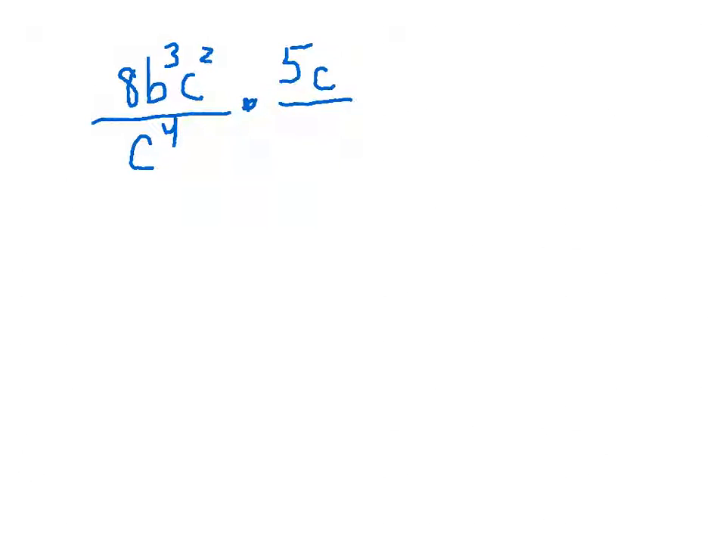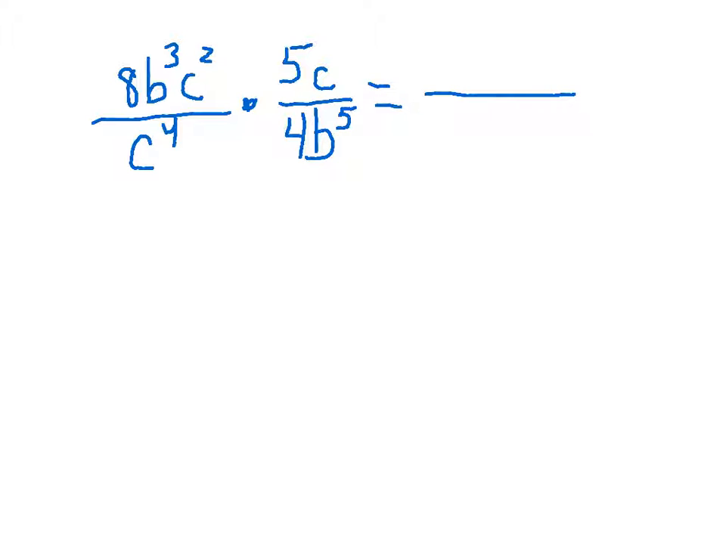And let's try 8b to the third times c squared. We'll put that over c to the fourth times, and our other fraction we'll do 5c to the first power over 4b to the fifth. Again, let's just look at the tops times the tops.